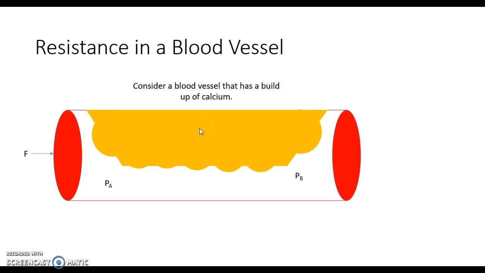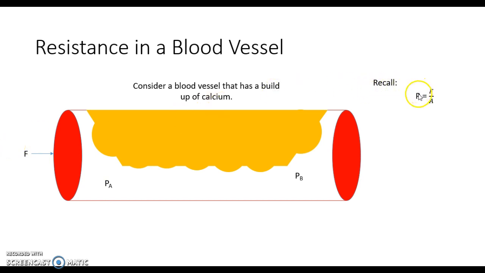So if we have a buildup of calcium in that area, and over here I should mention also we have some force. In this case, it's a force being generated by the heart pushing the blood through this blood vessel, and this blood vessel, by the way, has a cross-sectional area represented here by the red here and the red over here.